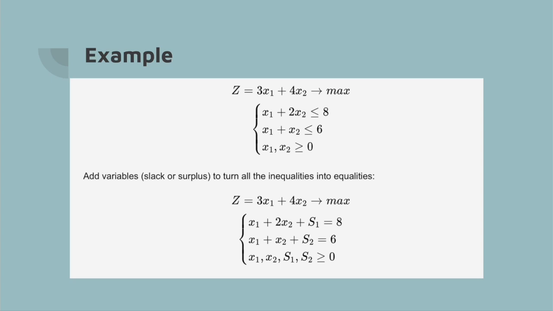For the first step, we have to add variables, a slack or surplus, to turn all the inequalities into equalities. As you can see, we have added s1 and s2 in the first row and the second row, and we have turned them into equalities. So for the first row, we have x1 plus 2x2 plus s1 equal to 8. And for the second row, we have x1 plus x2 plus s2 equal to 6. And we also have added s1 and s2 in the last inequality, which means even s1 and s2 can't be negative.